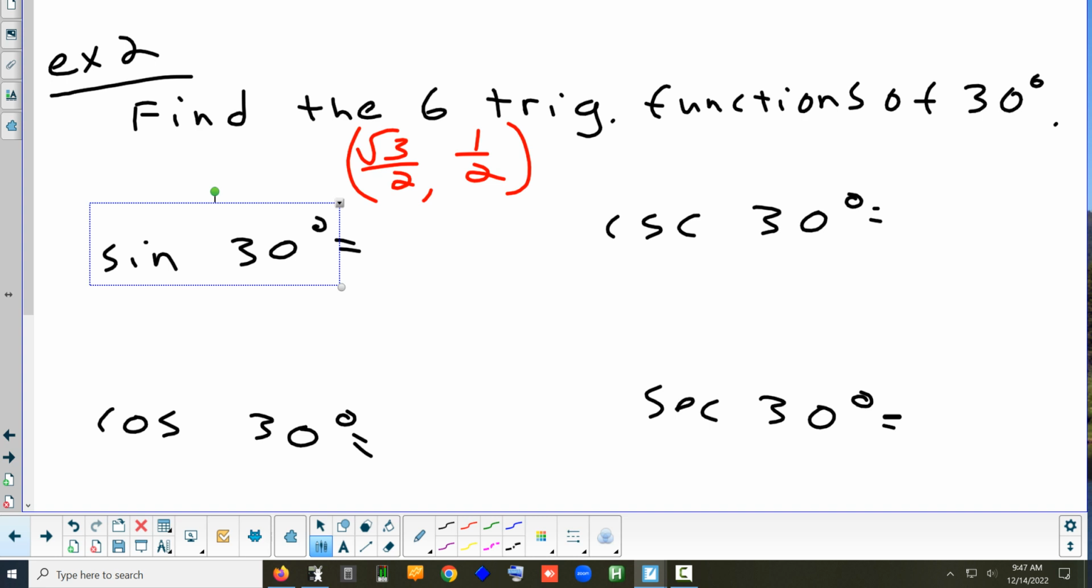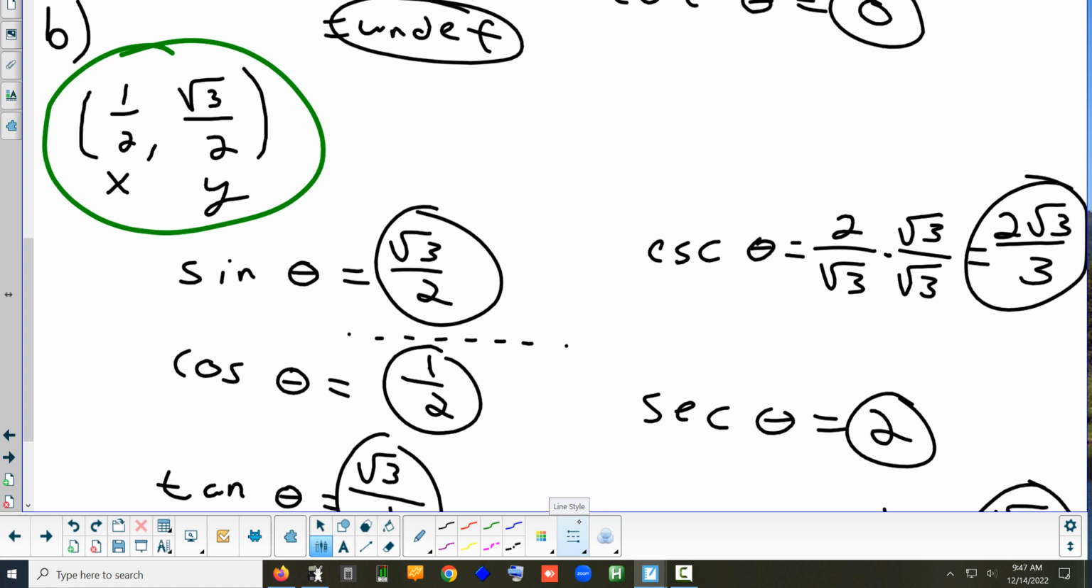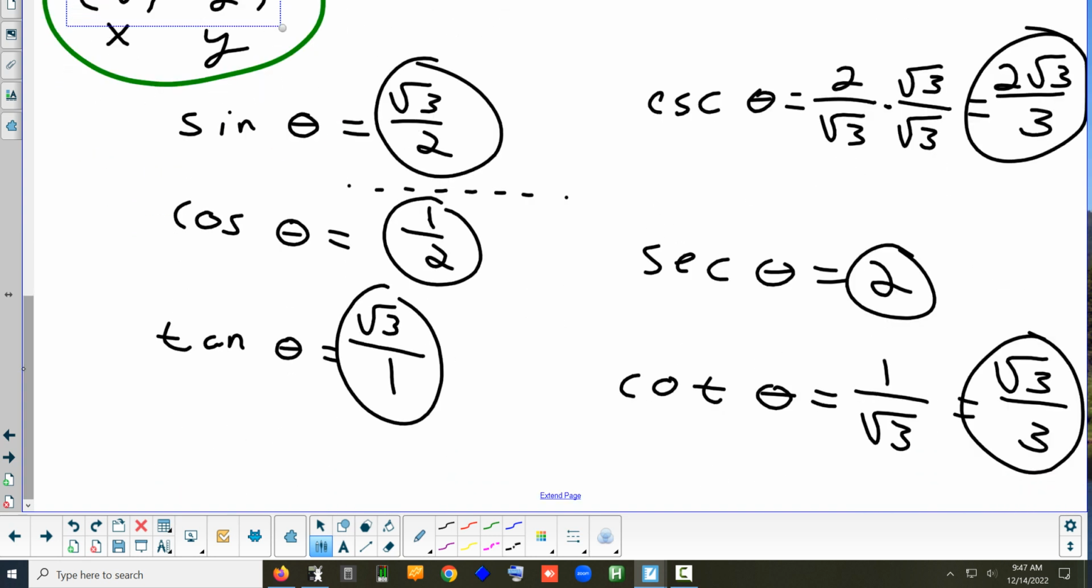And now the 6 trig functions, we really just practice that in a problem like this. This time it's root 3 over 2, 1/2. This one was 1/2, root 3 over 2. But the arithmetic is pretty much the same. All the answers, you're just going to switch places. That's all that's going to happen.